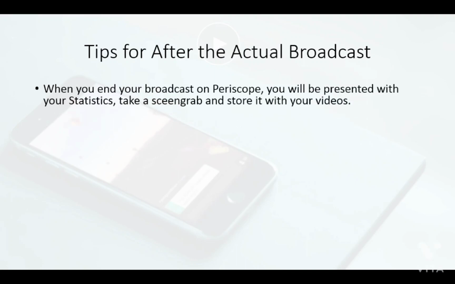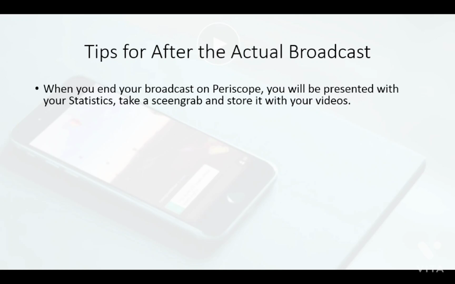Now, when you end your broadcast on Periscope, you are going to be presented with statistics. And so what you want to do with those statistics when Periscope actually shows them to you is take a screen grab of those statistics and store them with your actual videos. What this is going to do is give you a record of what happened on the broadcast, and it'll give you a good indication.